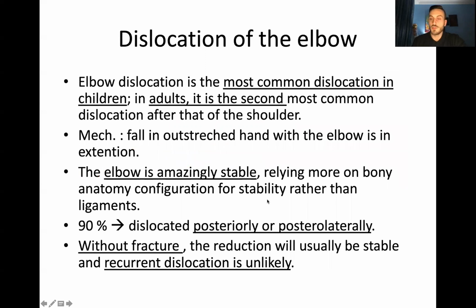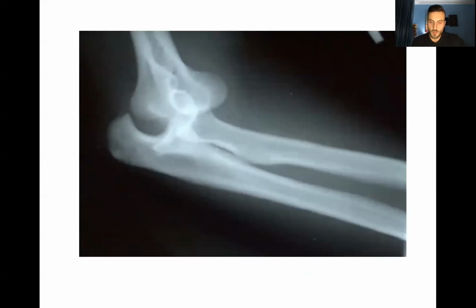Dislocation of the elbow is the second most joint to be dislocated. In adults, it is the second most common. In children, it is the most common. The elbow is very stable usually, and after dislocation, you have for sure, as I told you before, to reduce. 90% of the dislocations are posterior or posterolateral. If it's without fracture, reduce, hold, everything hopefully is going to be fine.